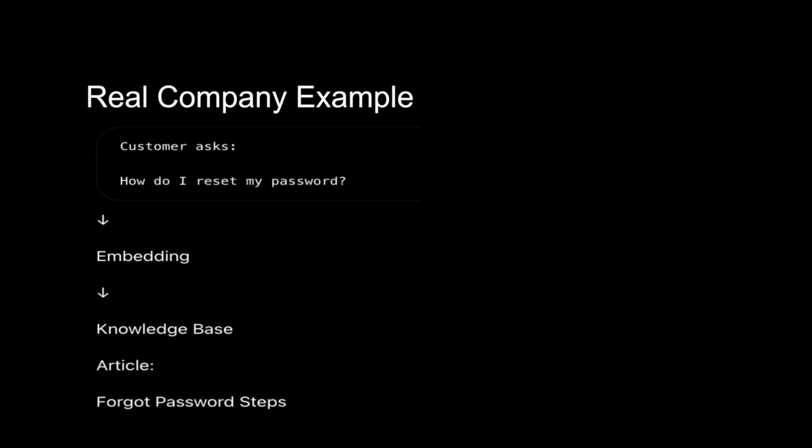A real life example would be when a customer asks how to reset password. Even though the customer never used the words forgot password, AI still finds the correct article because both sentences have similar meanings. Embeddings power many modern AI systems: semantic search, recommendation engines, retrieval, RAG, and vector databases.